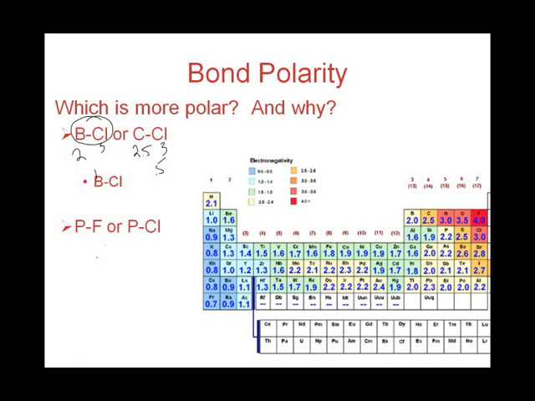If I look at PF versus PCl, so here's F, here's Cl, here's P. It's going to be obvious that it's going to be F because it's further away from the P than the Cl is. But if I actually put numbers to it, P would be 2.2 for both. F is 4. Chlorine is 3. So this is going to be 1.8. This is going to be 0.8. Okay. So the PF is going to be more polar.